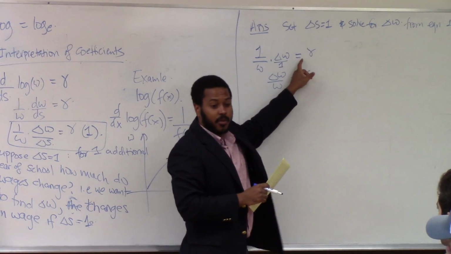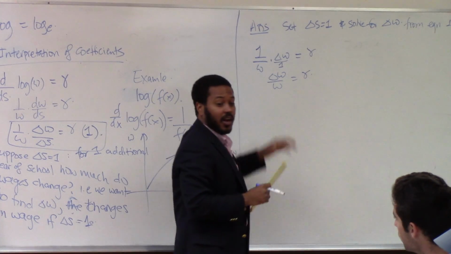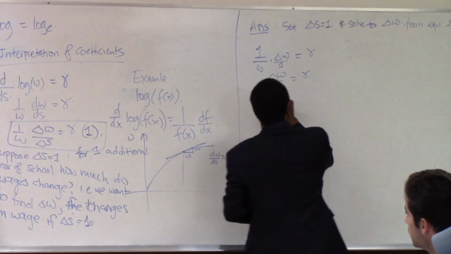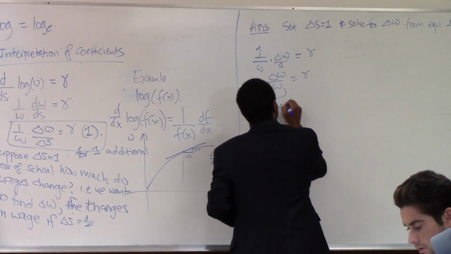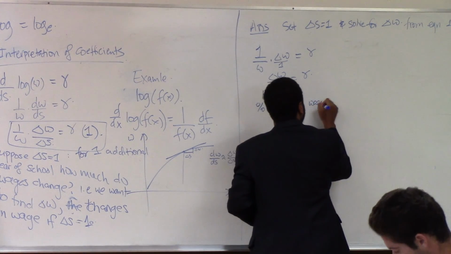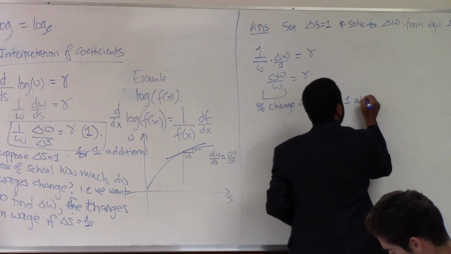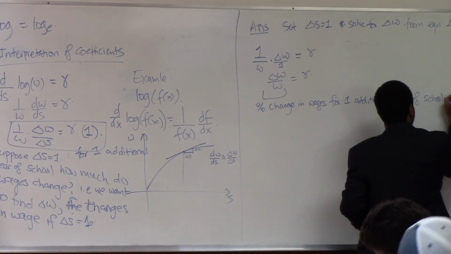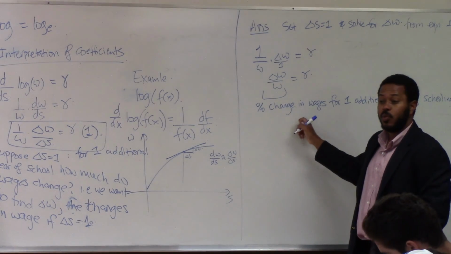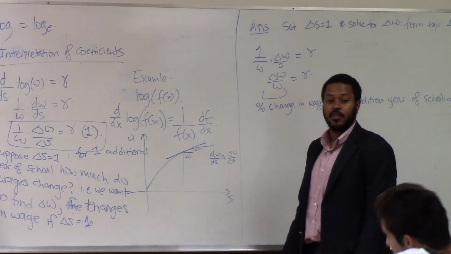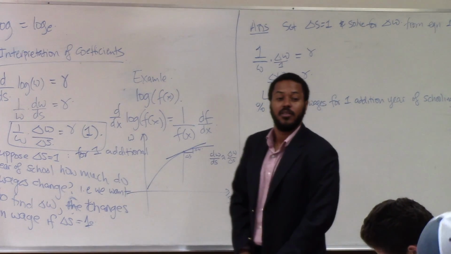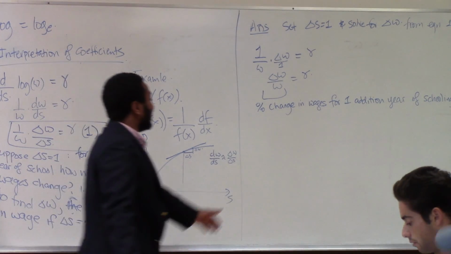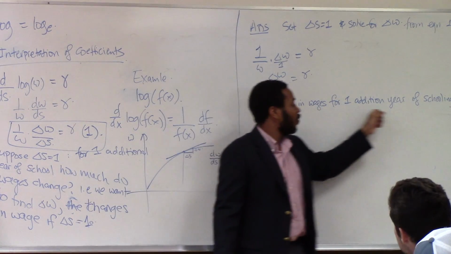Which is delta S is equal to gamma. Are you good? Are there questions? So this delta W for W is the percentage change in wages for one additional year of schooling. Right? And so what we're saying then is gamma is what? What is the economic interpretation of gamma? Percent change in wages for an additional year of school. Exactly, right? So the interpretation of gamma is the percent change in wages for one additional year of schooling.